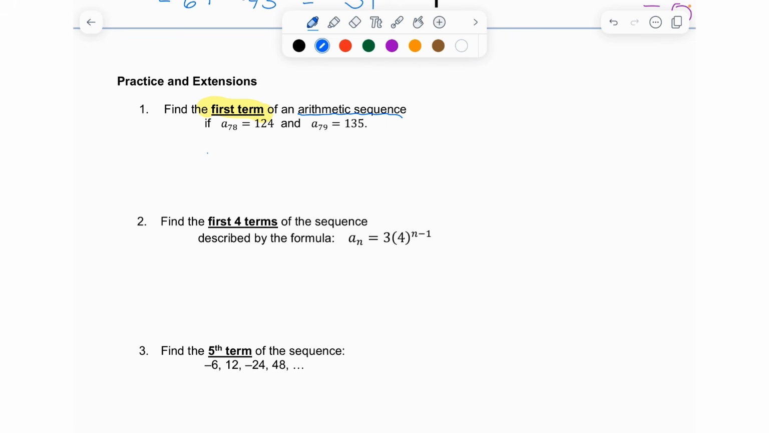124 is the 78th term, and then the 79th term is 135. Is it true that the common difference is that they change by 11? I can't see why it wouldn't be true. I have the 78th and then the 79th term.